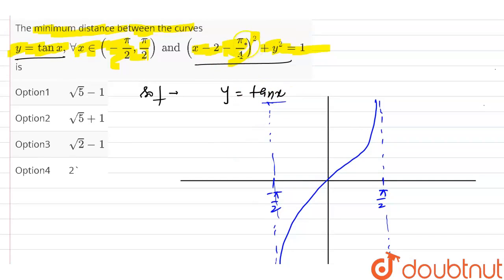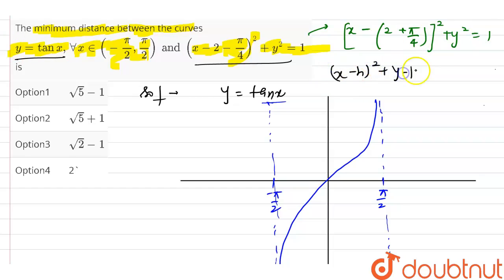Now I'm going to make the graph for this other curve. First of all, I'm simplifying it, so I'm writing it here: (x minus 2 minus pi by 4) whole square plus y square equals 1. Okay, so this is the simple equation of a circle. Hope you know the equation of a circle. The general equation of a circle is (x minus h) square plus (y minus k) square equals r square.